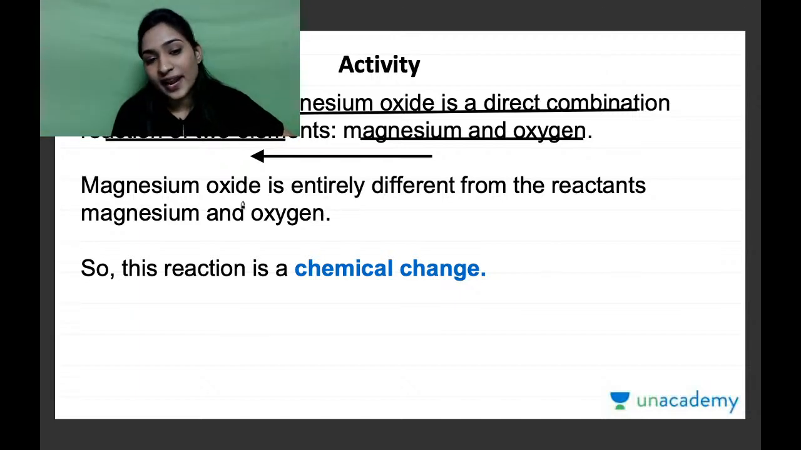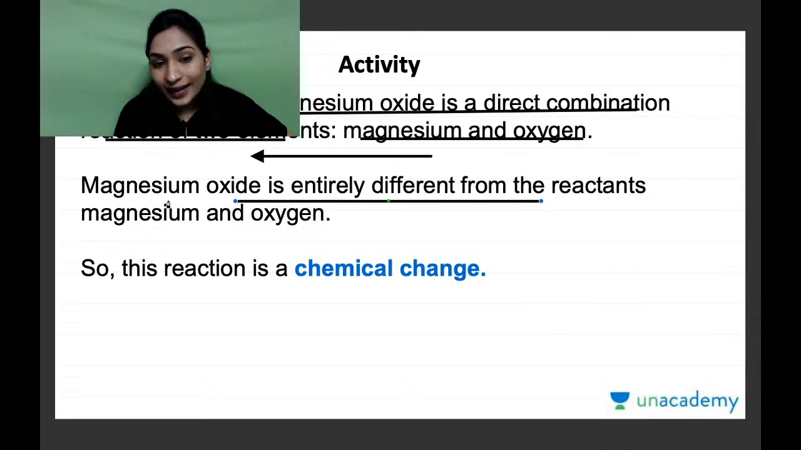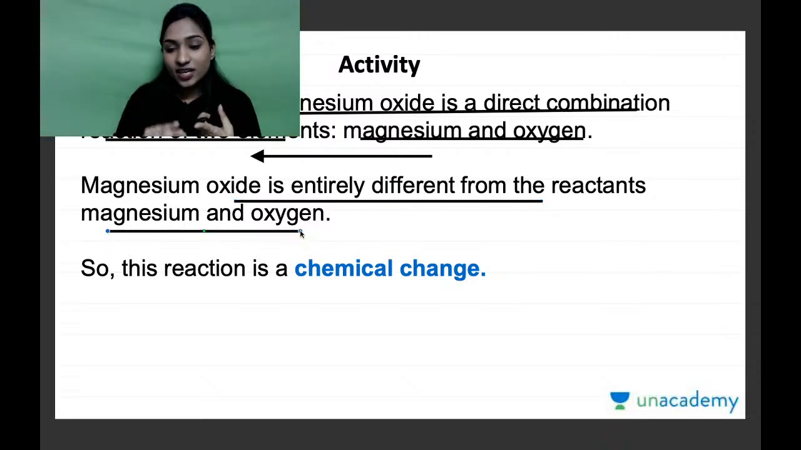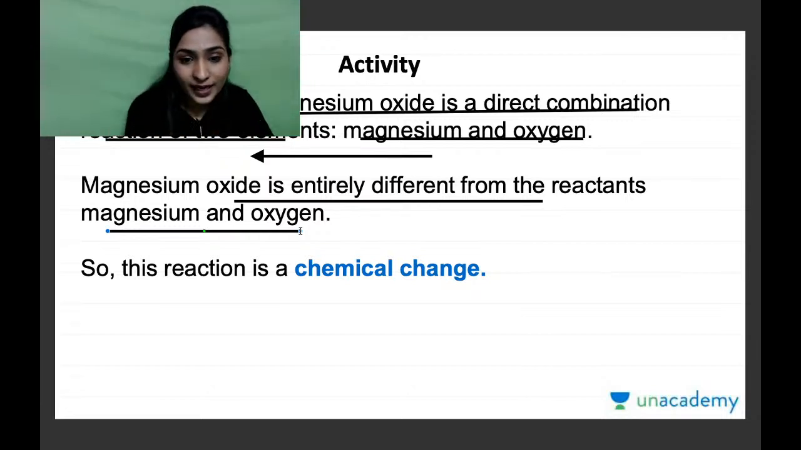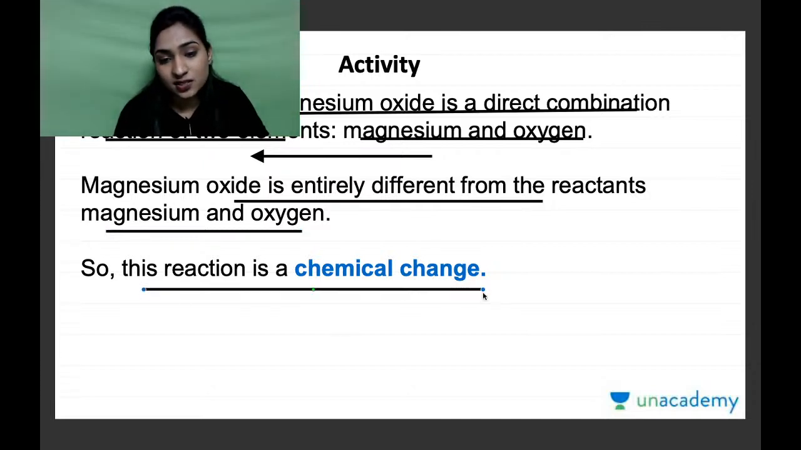So magnesium oxide is entirely different from the reactants magnesium and oxygen. इसका मतलब मैग्नीशियम और मैग्नीशियम ऑक्साइड बहुत ही अलग है. So पूरा उनका इंडिविजुअल प्रॉपर्टी चेंज हो गया. We already learned ना कि केमिकल चेंज में इंडिविजुअल प्रॉपर्टी चेंजेस. सो मैग्नीशियम एंड ऑक्सीजन का इंडिविजुअल प्रॉपर्टी चेंज हो गया. किस में? मैग्नीशियम ऑक्साइड में. मैग्नीशियम ऑक्साइड का अपना अनोखा, उसका अपना खुद का रहता है chemical properties and physical properties. So we can say that magnesium oxide is completely different from the reactants magnesium and oxygen. That is why this reaction is a chemical change.